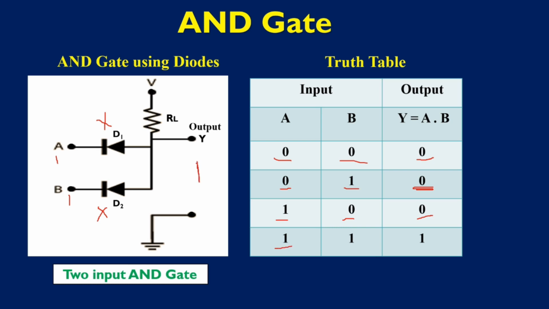So when A is 1, B is 1, the output will be equal to 1. This verifies the truth table of the AND gate.